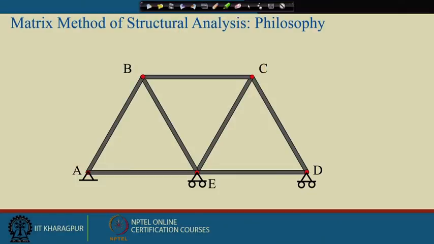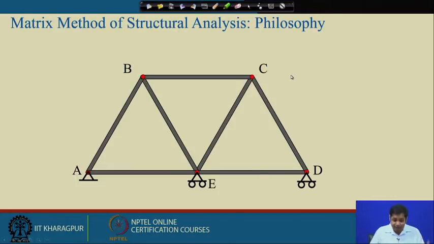So, if you want to analyze this problem, what we have to do is follow the philosophy that we have just seen. We need to break the problem into small sub problems and then assemble all these sub problems to solve them. Okay. So, if we have a truss like this, this is the philosophy of matrix method of structural analysis.